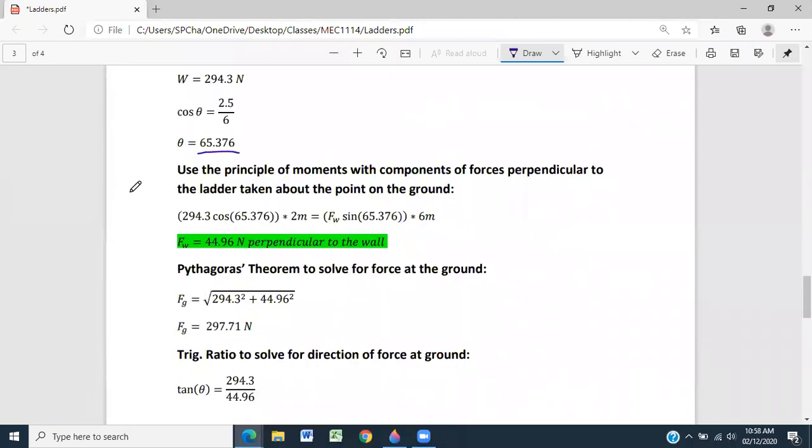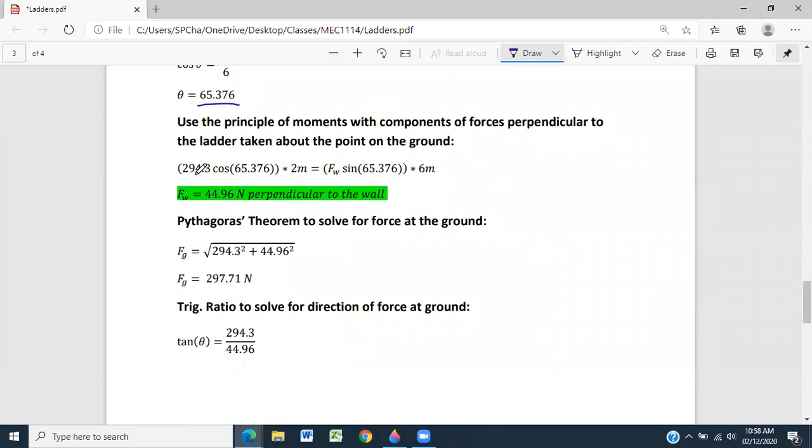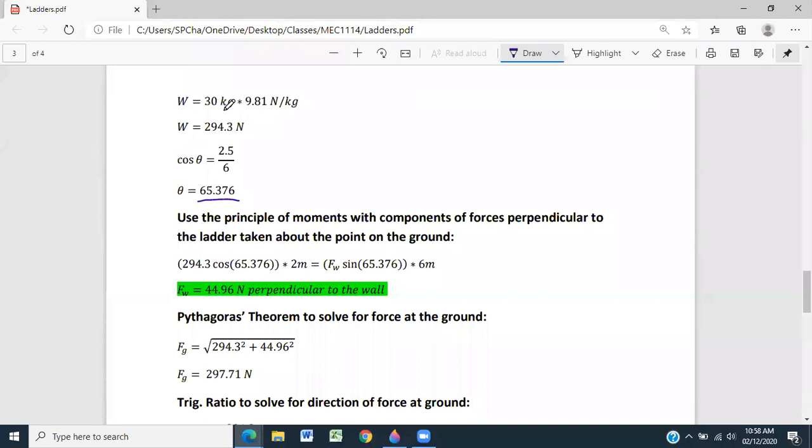Okay, this is what we do here. We found the weight as 30 kgs times 9.81, and that gives us 294.3 newtons. That times cosine theta times 2. Now this 2 is different, right? This 2 represents 1/3 the length from the ground. That's what that 2 represents, and it's different from the other 2.